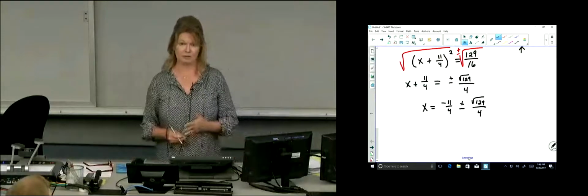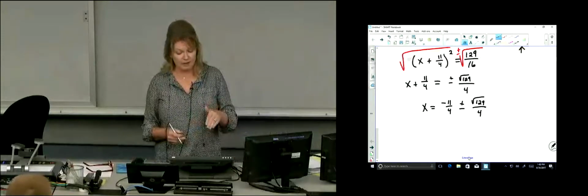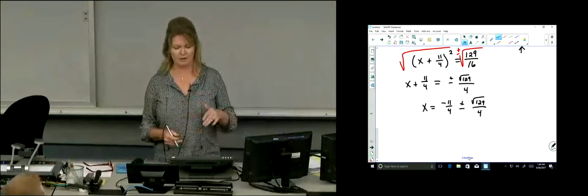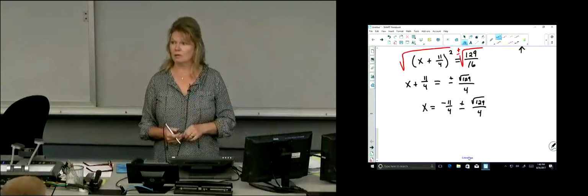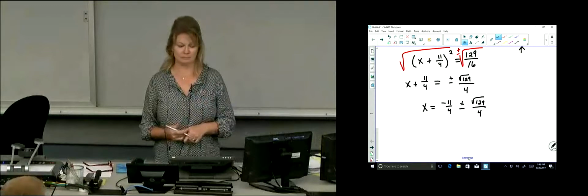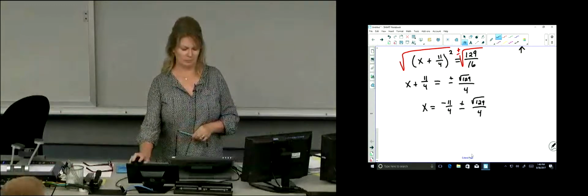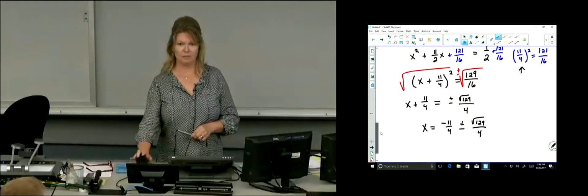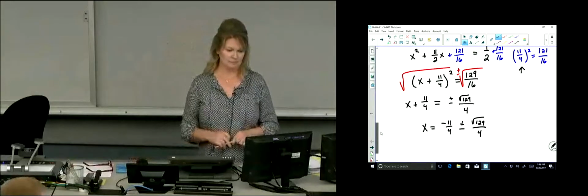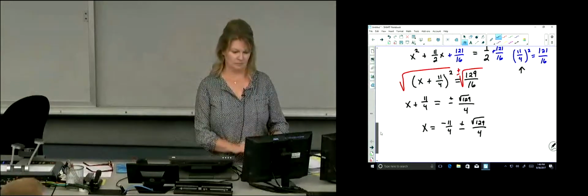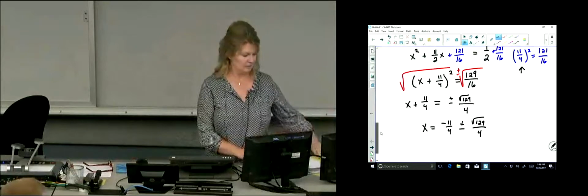So there are two answers there. Negative 11/4 plus square root of 129 over 4, and negative 11/4 minus the square root of 129 over 4. Any questions about that one? Okay.